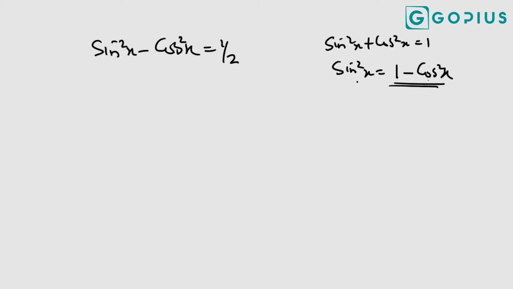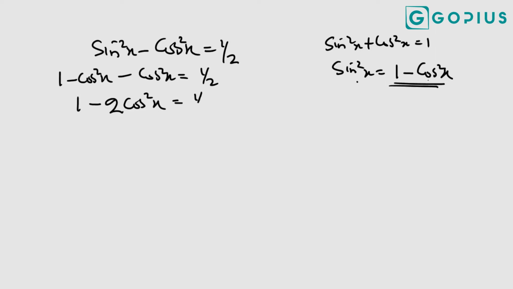So I'll come back to my original question. Sine square x now becomes 1 minus cos square x, then minus cos square x is equal to what? 1 over 2. So this will give me 1 minus cos square minus cos square, which is minus 2 cos square. It's like saying minus 1 minus 1, that's minus 2. So 1 minus cos square minus another cos square is 1 minus 2 cos square x, and this equals 1 over 2.